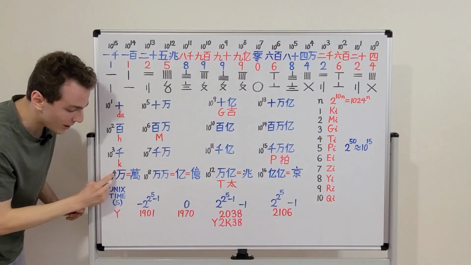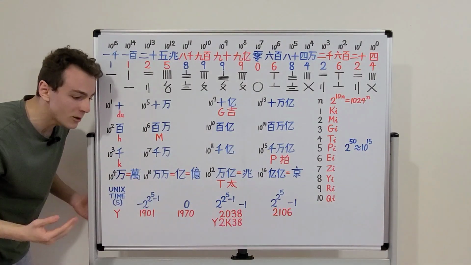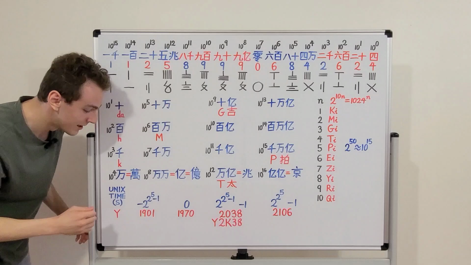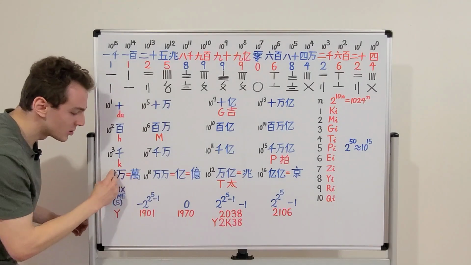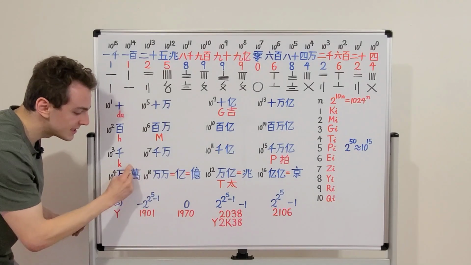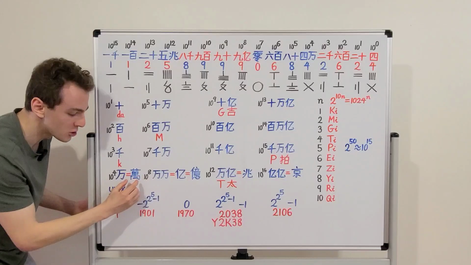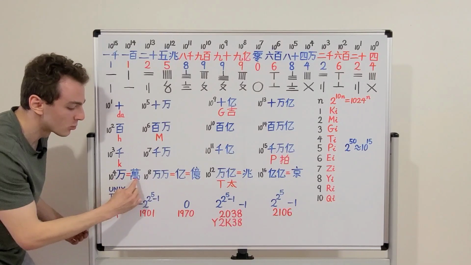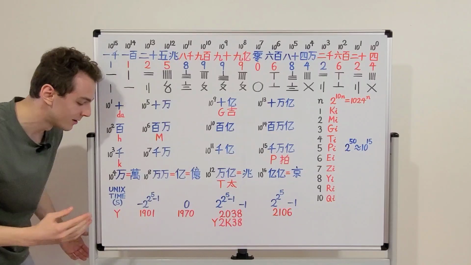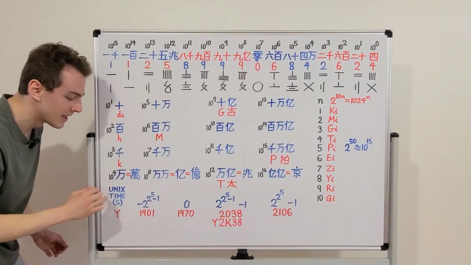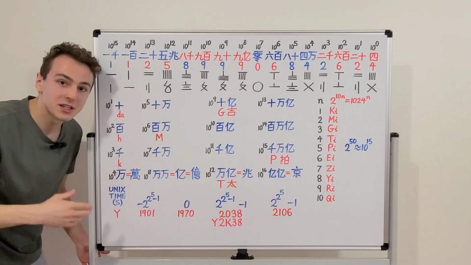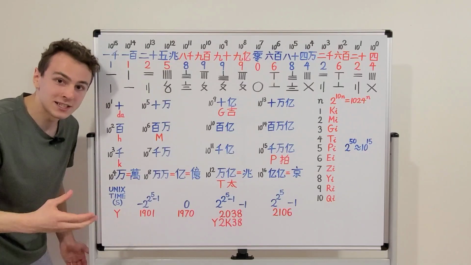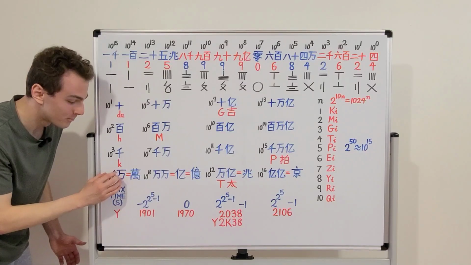And then for 10 to the power of 4, this is the same as 10,000, or a myriad. We have this character. So this is a simplified version, and this is a more complicated or traditional version, which has more strokes. Now, both of these characters represent a myriad, which is 10 to the power of 4. So this is very similar to the ancient Greek system. The ancient Greeks preferred to deal with myriads as well.